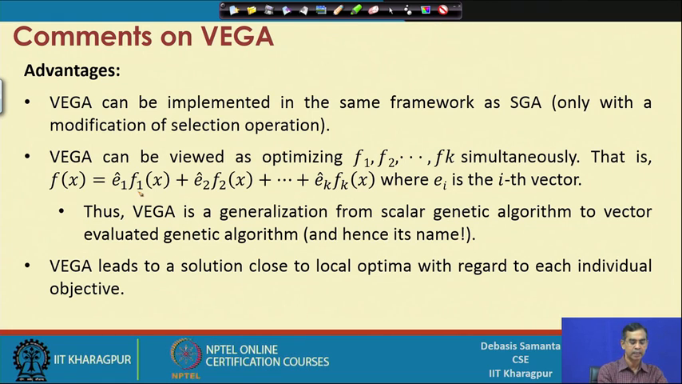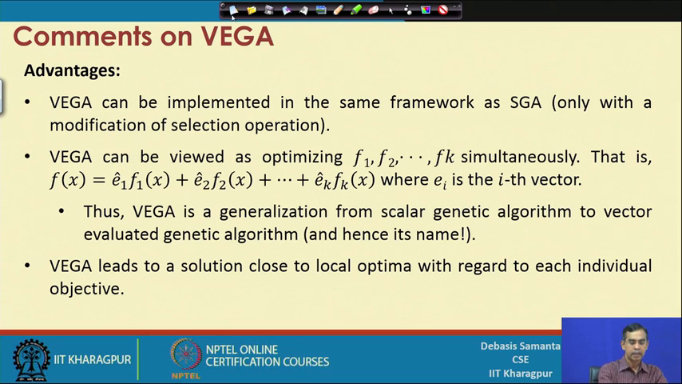So, first we say that whether it is good with f1(x) or good with f2(x) or good with fk(x), then we can say that f(x) is good with respect to k objective functions like this one. This is the concept, and that is why it is called the vector evaluated genetic algorithm. It is in fact a generalization of the scalar genetic algorithm.